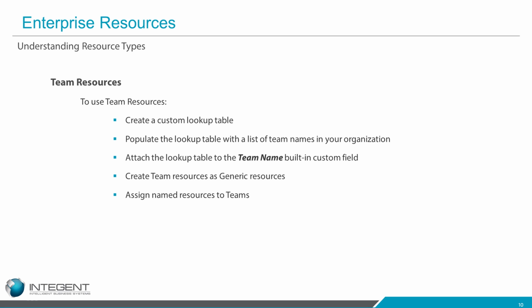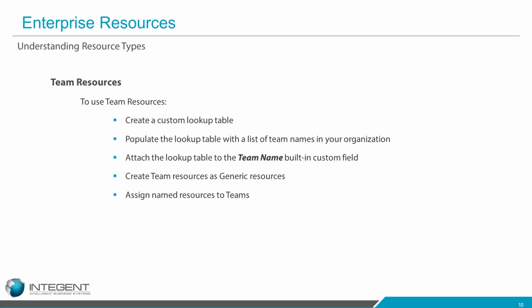Your administrator is going to have to create a lookup table that contains the names of the teams. So maybe one is IT support help, or maybe you have more than one team. All right, so those names need to be created or added to a value list in a lookup table. The lookup table needs to be hooked up to the team name, which is a default enterprise field that is already existing from Microsoft. It just doesn't have any values in it, so you need to add the values.